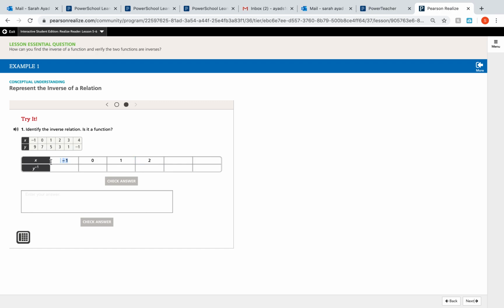Oh, what am I doing? So my x values are now 9, 7. Oops. It won't let me. Why isn't it letting me delete?